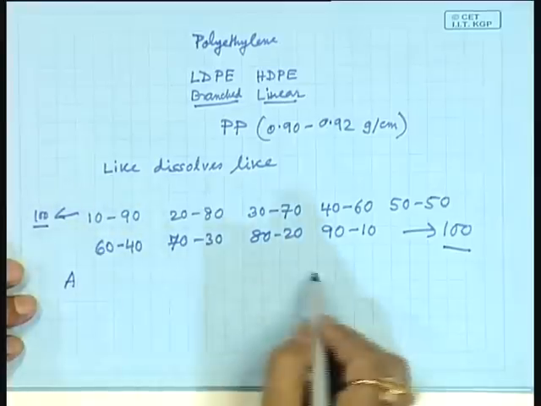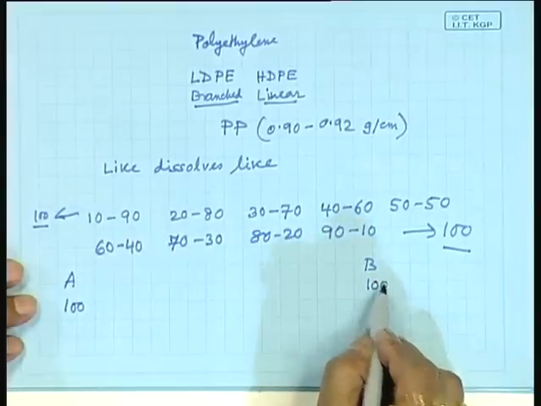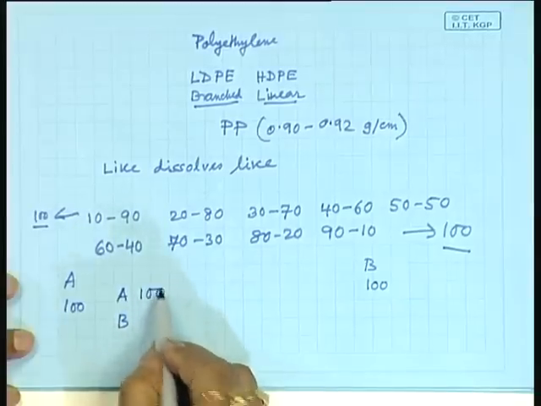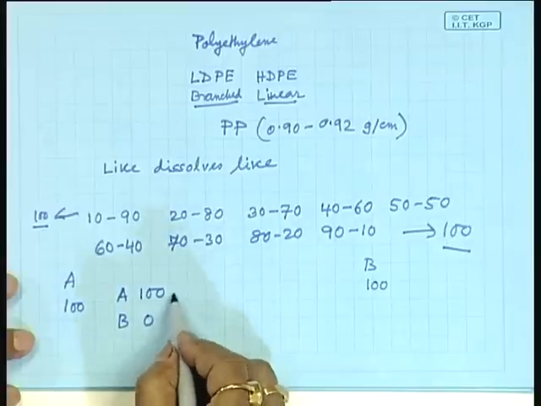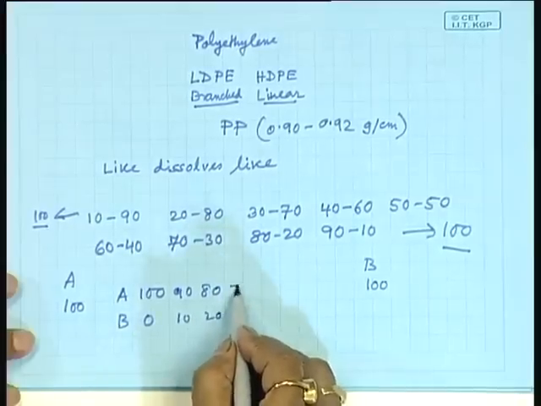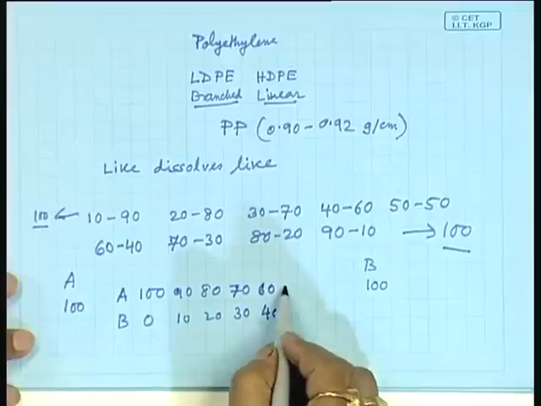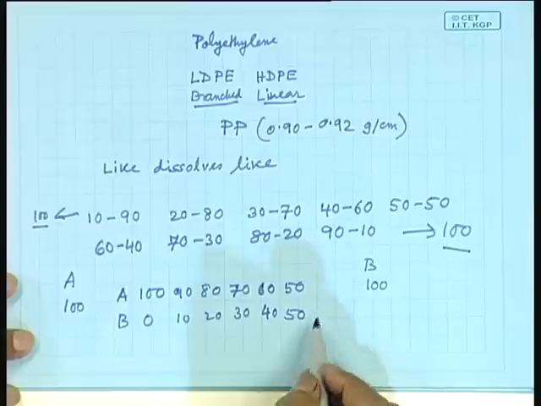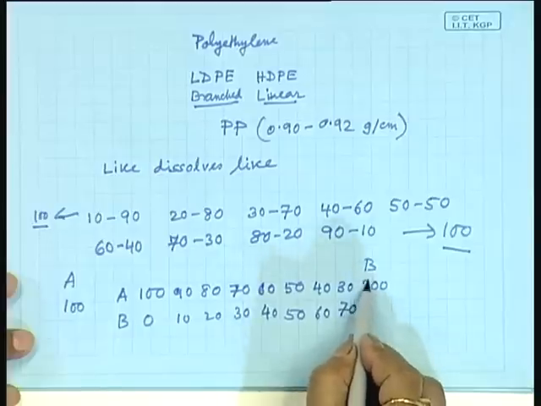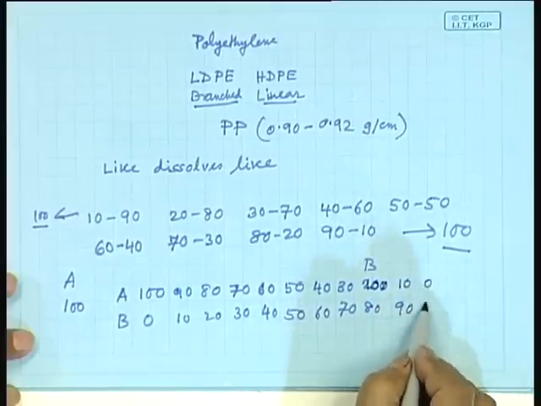That means, if you take solvents A and B, here A is 100 and B is 0. Like this way, 90:10, 80:20, 70:30, 60:40, 50:50, then 40:60, 30:70, 20:80, 10:90, 0:100.